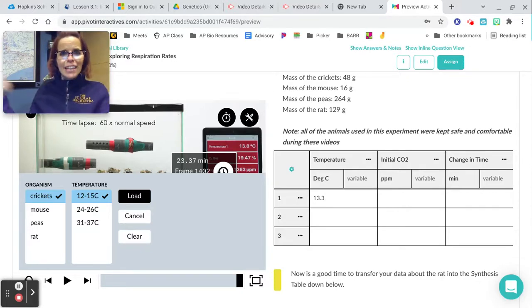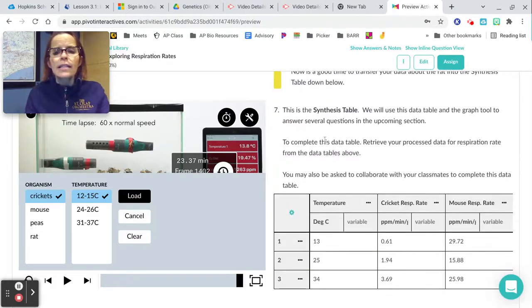Okay, I'm assuming that you are back and that you have collected the data on your rat. So now we're going to scroll down one more data table. It's got the number 7 by it, and it's called the synthesis table. And this is where we share the data.